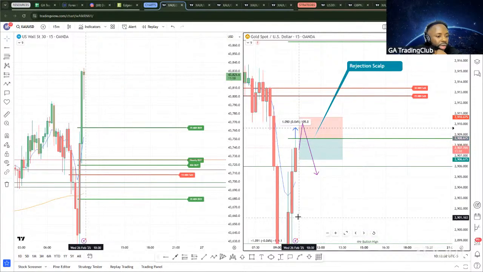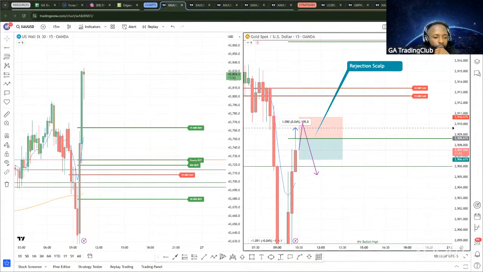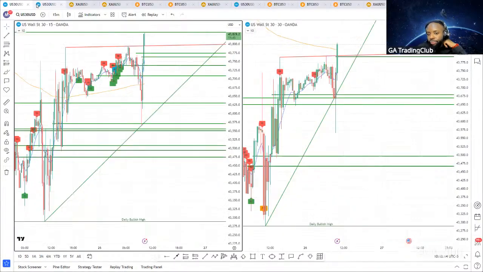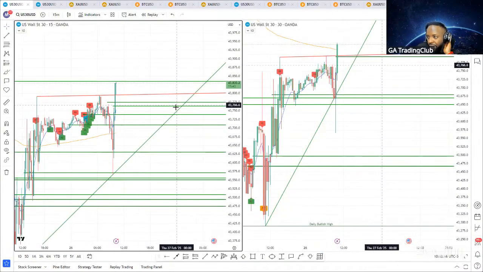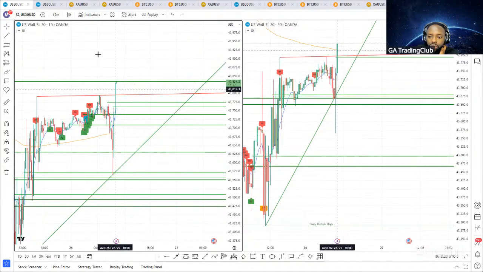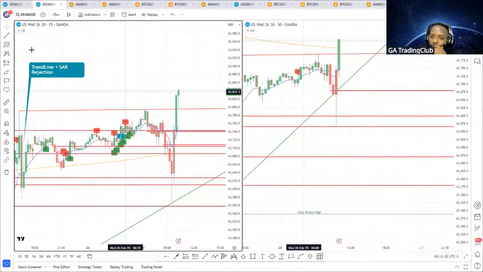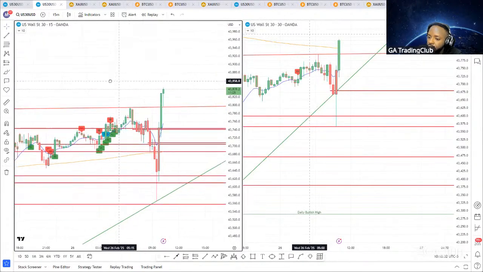All right, so I'll move back to the other chart that we were on to see if there's anything based off of the trend line and SAR rejection. So for US 30, nothing. We just had a close above this top trend line. So price in any case is closer to the resistance trend line than the support trend line. This is the trade I was going over.